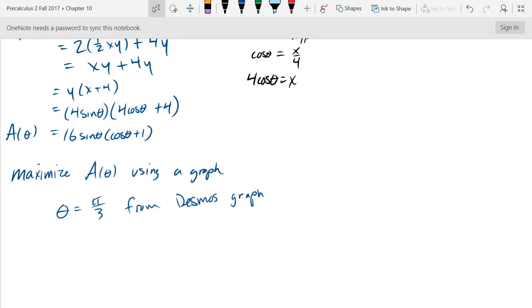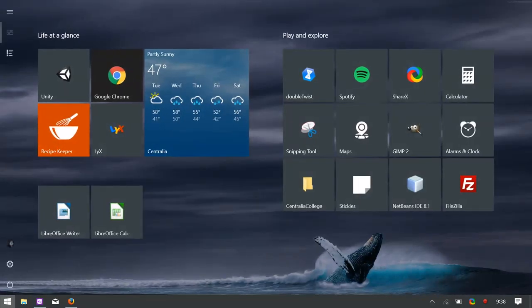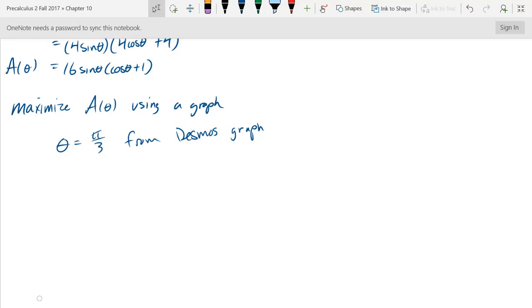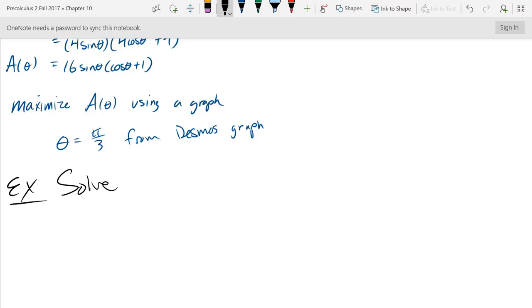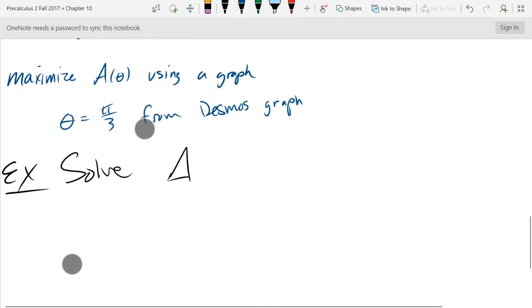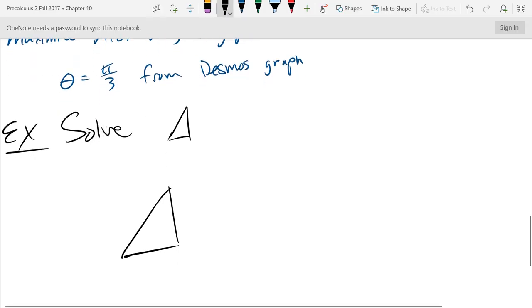So we're going to solve another triangle, or another two triangles. So we're going to solve this triangle. I'm intentionally not drawing it squared up to either x or y axis.